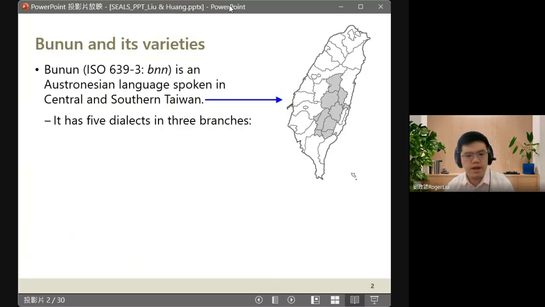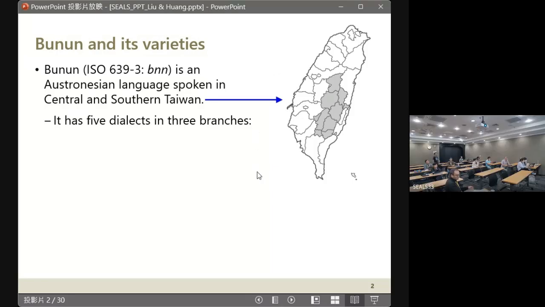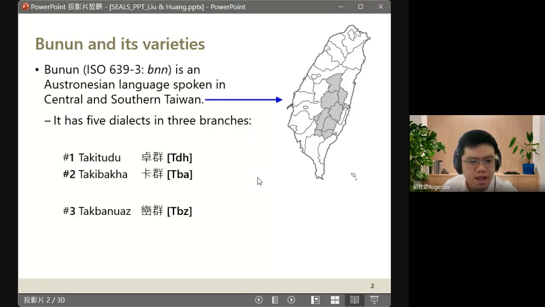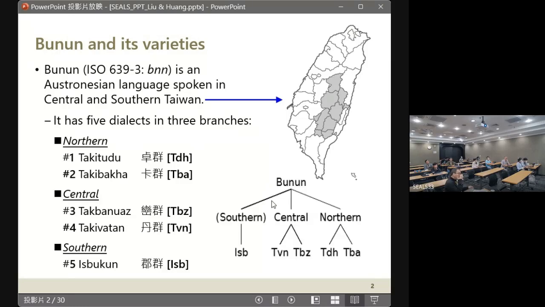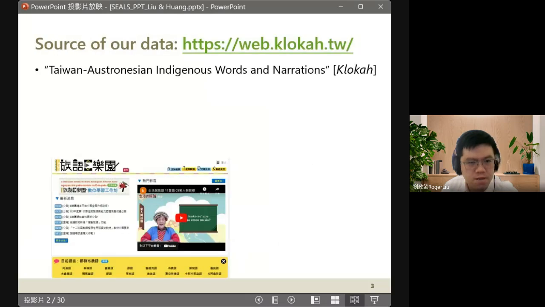So first, let us introduce Bunun and its varieties. Bunun is an Austronesian language spoken in central and southern Taiwan, and it has five dialects in three branches: Takitudu, Takibaka, Takbanuas, Takibatan, and Isbukun, in northern, central, and southern branches.